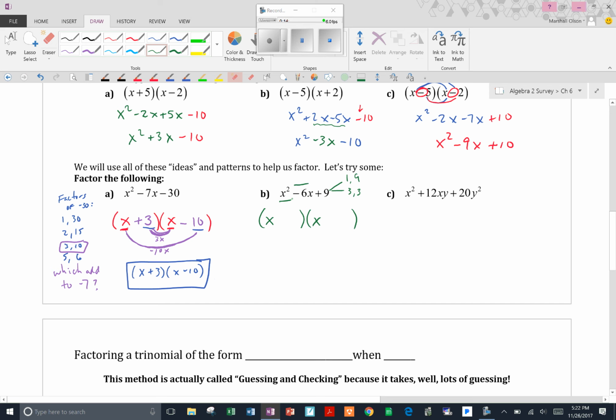How can we get negative 6 from those? Well, I'm thinking 3 and 3 is where we want to go. But remember, they have to add up to negative 6 and multiply to positive 9. So we're going to have to go with negative 3 and negative 3 here. That would give us a negative 3x here and a negative 3x here. That adds up to the negative 6x. So we've got x minus 3, x minus 3.